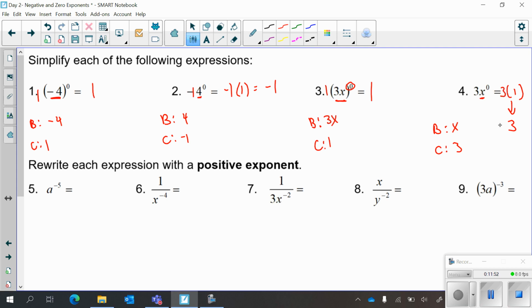All right, trying the next example here. We want to rewrite each expression with a positive exponent. Pretty typical on the regions. They really won't leave negative exponents in your answer. So if you have a negative exponent, you flip and make it positive. Right now we have a over 1, so this is going to become 1 over a. You're going to bring the piece with the negative exponent to the denominator, and then you're going to make it positive.